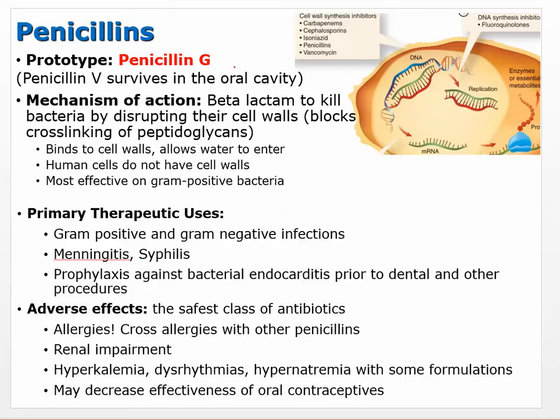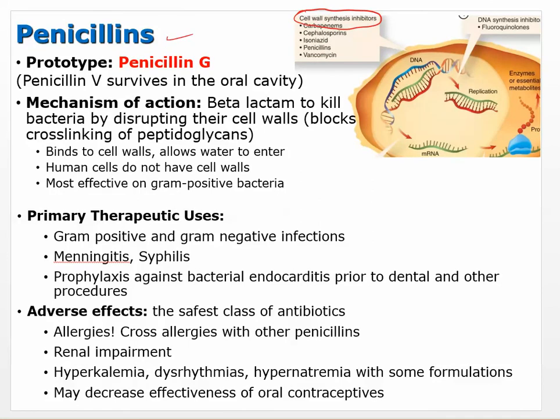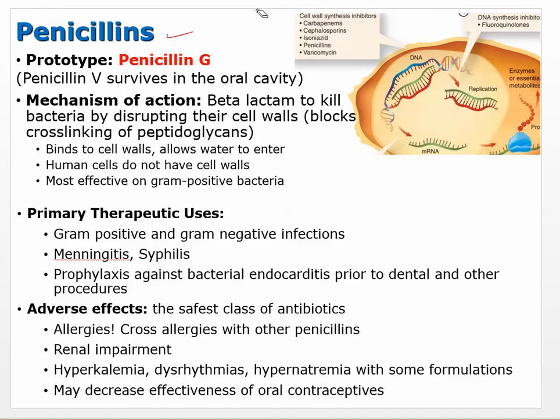All right, so let's talk about these. We have four to cover. The first one is the penicillins, and yes, they're part of this cell wall synthesis inhibitor group, one of the groups that we're going to cover.